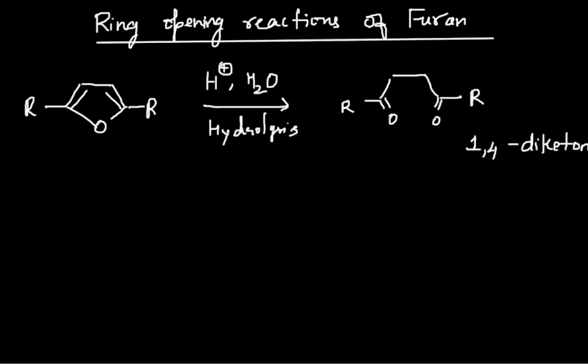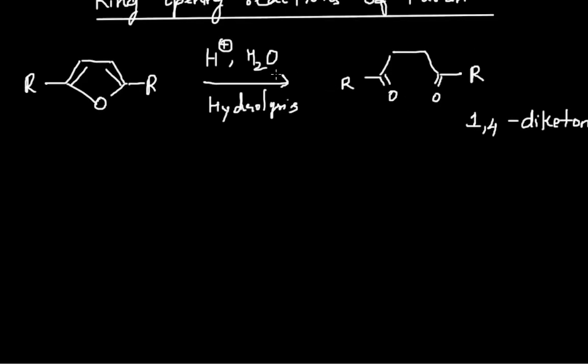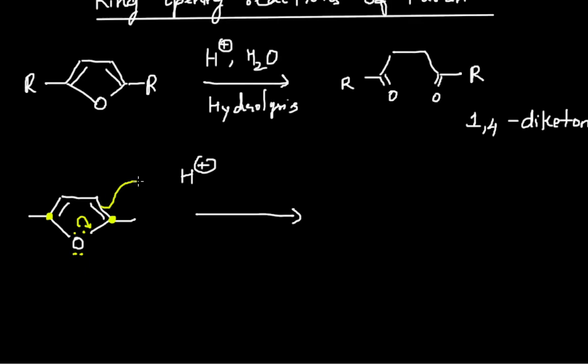Okay, so let us see the mechanism for this. I'll take a simple methyl substituted furan to make things easier for us. So the first step is, when you have a proton, the lone pair initiates the reaction. Now, note here that the 2 and 5 positions are blocked by methyl groups, and therefore the attack happens at the third or fourth position.